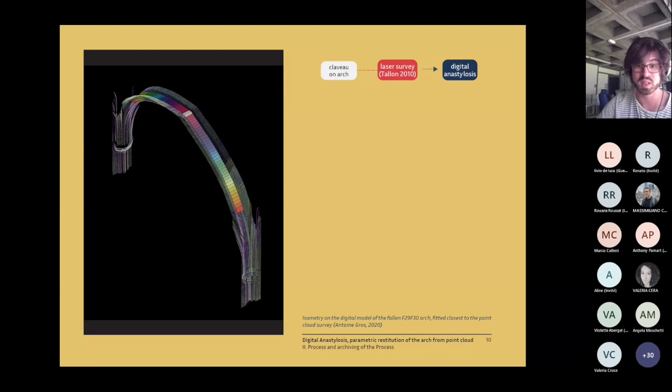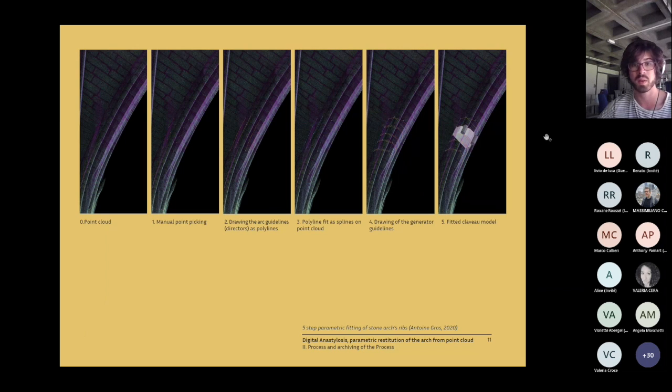That's a digital remodelization. Here on the left, you have an isometry on the digital model done for the reconstruction. But we could have done this before, just with the laser survey. So what's the particularity with this anastylosis, with this restitution, is that we use parametric modeling and direct feeding of the 3D model on the point cloud. So it's not a model drawn by hand.